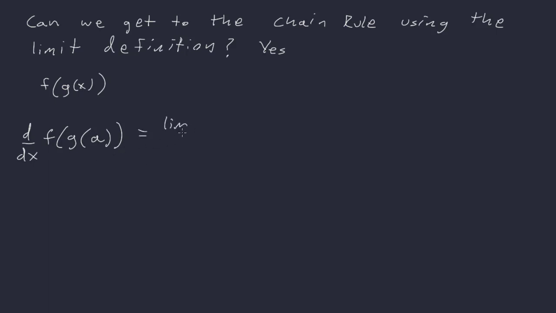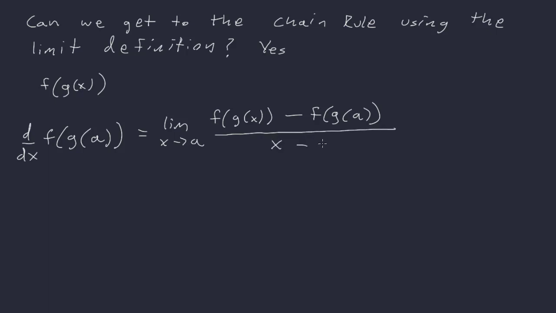It's going to be the limit as x goes to a of f of g of x minus f of g of a, all over x minus a. And what we end up doing here is multiplying by g of x minus g of a all over g of x minus g of a.